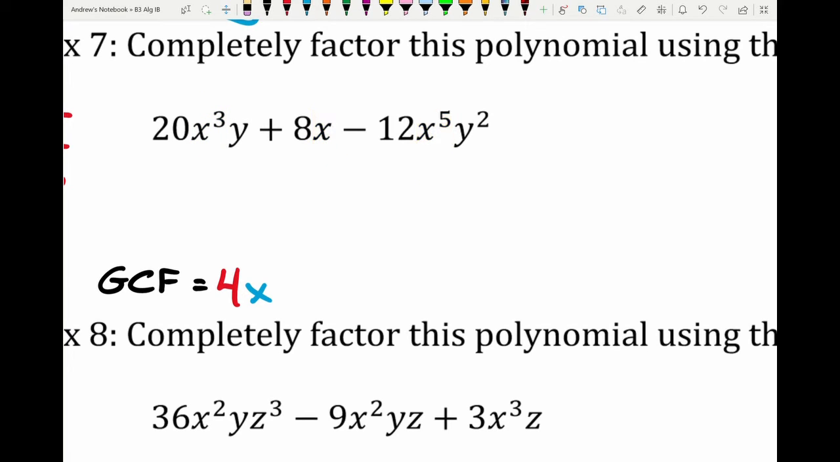After that, I'm taking a look at any other variables. Oh, cool. There's some y's. But this one in the middle doesn't have any y's. If they don't all share that thing that you're trying to take, you can't take it out as part of the GCF. So we can't take a single y out of these. So our GCF is just 4x.